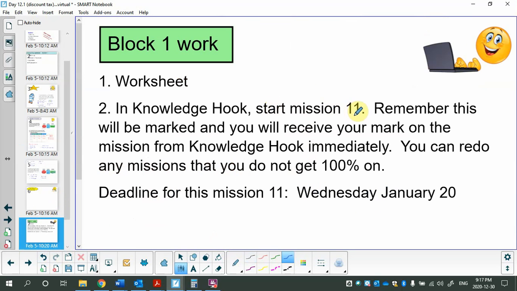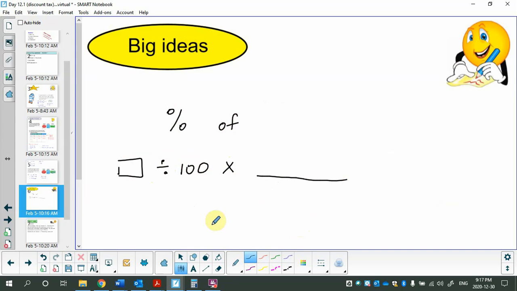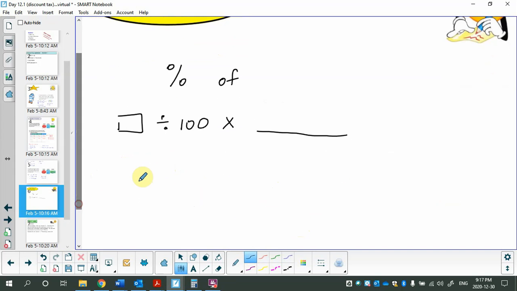So when I go to that final page of what it is that we have to take care of, you can start Mission 11. The deadline for Mission 11 is Wednesday, January 20th. So that's in our last week together. As for big idea, percent of means you're going to have to take a number, divide it by 100 for percent, times, and then that, whatever the number is.